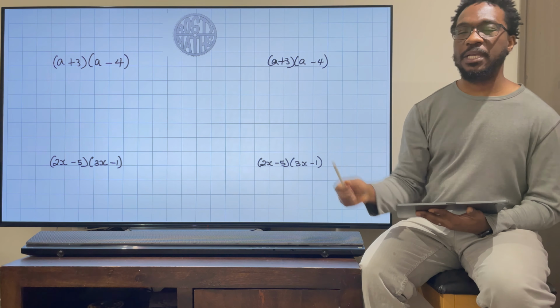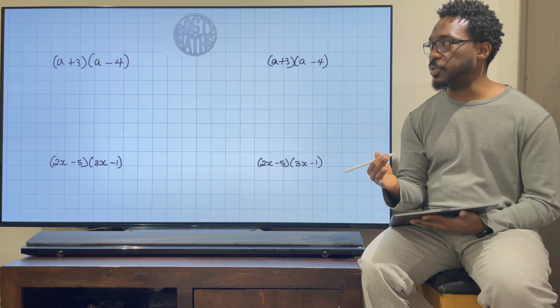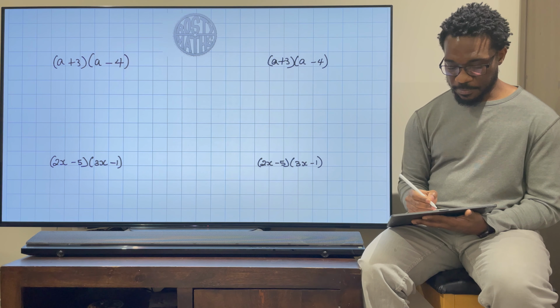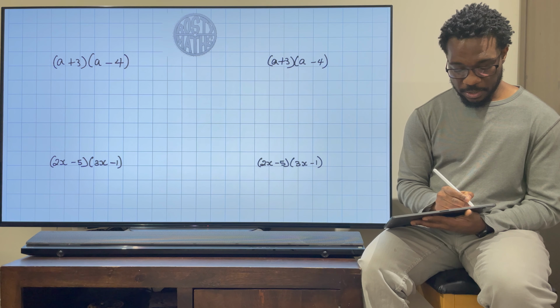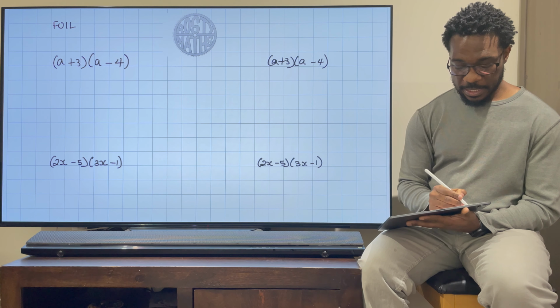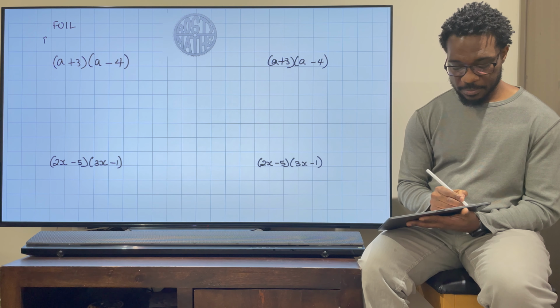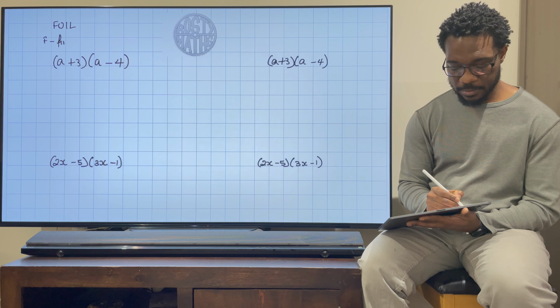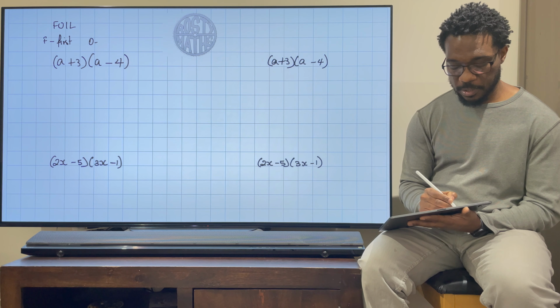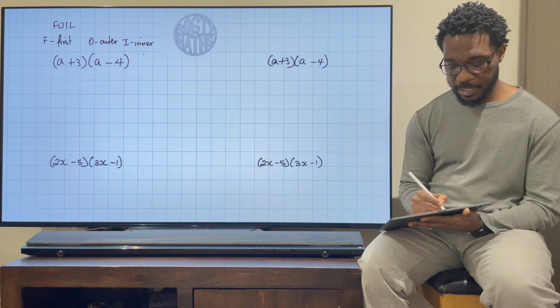Now, the first method I'm going to use is a well-known method that lots of people and lots of schools use. It's one of my favorite methods because it's nice and quick. And this method is called FOIL. So, like the kitchen foil that you use at home. And the way it works is that the F means you multiply the first terms. The O means you multiply the outer terms. The I means you multiply the inner terms. And the L means that you multiply the last terms.